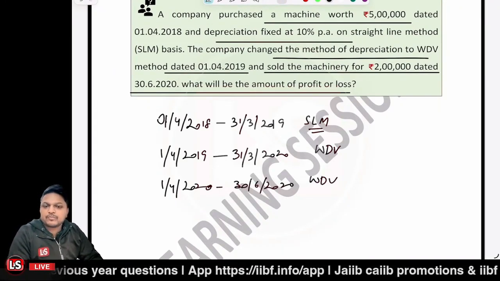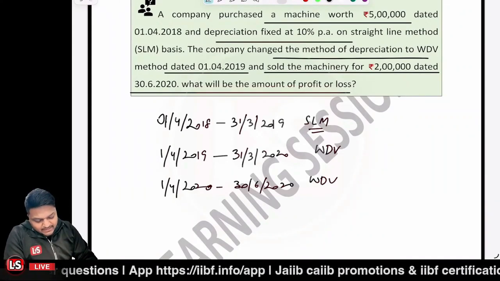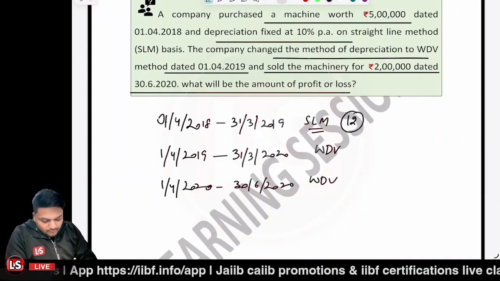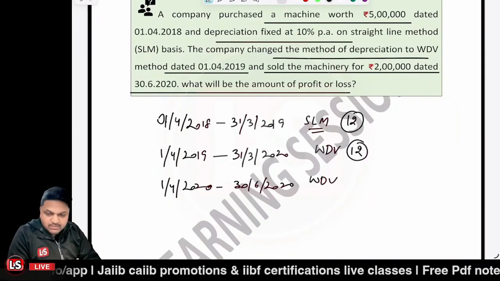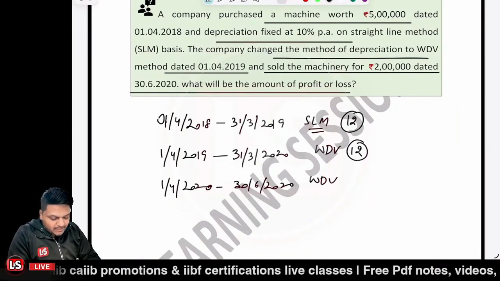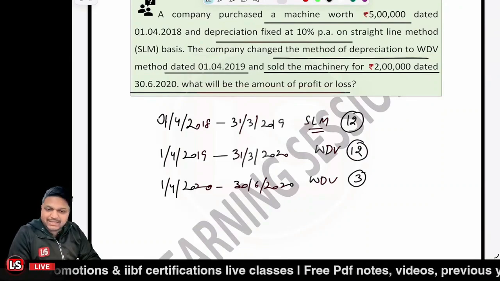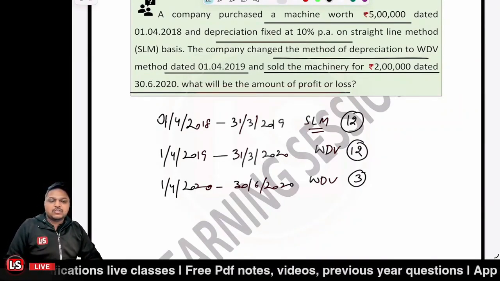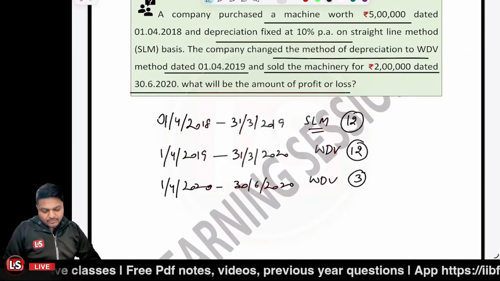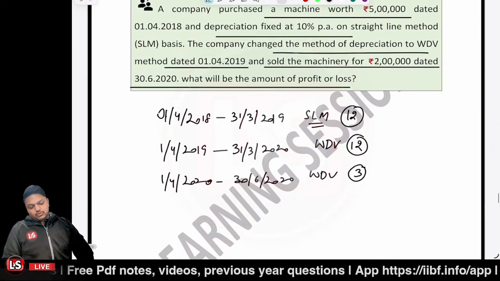Is that clear? Right? So for the holding under the SLM, it was for 12 months. Under the WDV, previously it was for 12 months, but after that, for 3 months, April, May, June, we held the asset, and then we sold it. So this was done. Now solve this particular numerical.